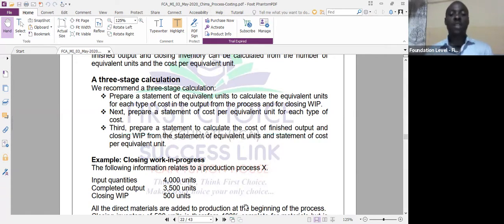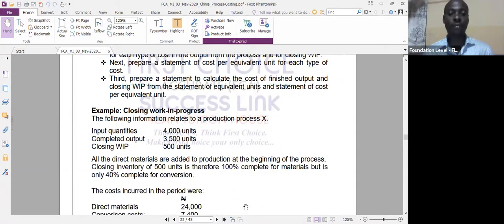The third one is you prepare a statement to calculate the cost of finished outputs and closing work in progress from the statement of equivalent units and the statement of cost. So it means that stage 1 and stage 2 will lock up in stage 3, will be completed in stage 3. Now let us see an example of how this is done.